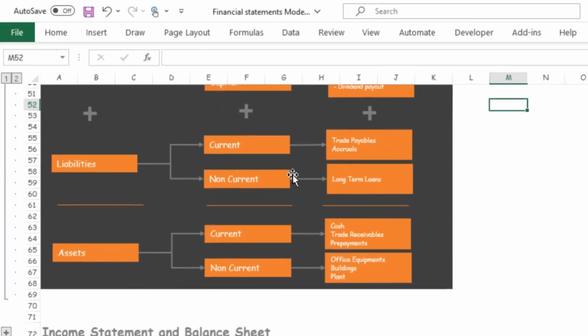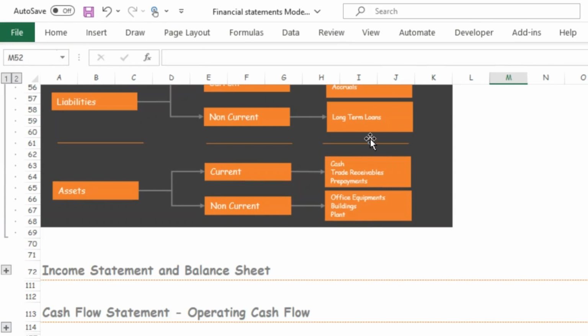And so you have that cash that is therefore current. You have trade receivables.